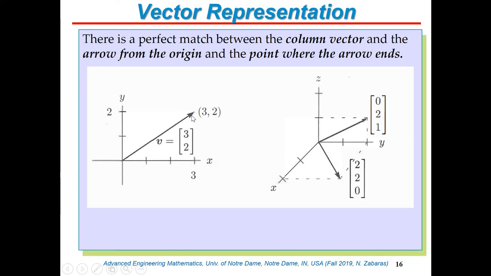So effectively, you see here the representation of a column vector (3, 2), with this arrow pointing to the point (3, 2) in the Cartesian XY space. And similarly, this is another three-dimensional vector, or two of them, with components (0, 2, 1). So this point is on the plane YZ with components Y equal to 2 and Z equal to 1. And this vector is on the plane XY with components X equal to 2 and Y equal to 2.